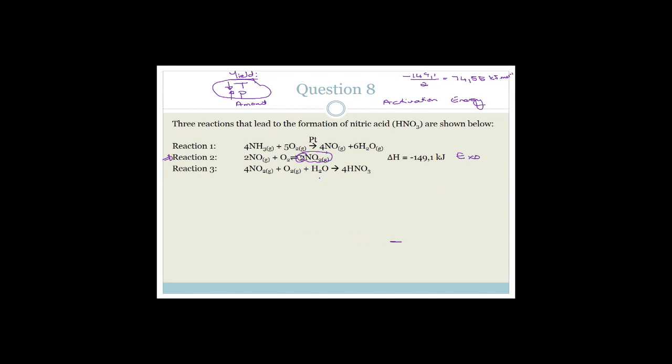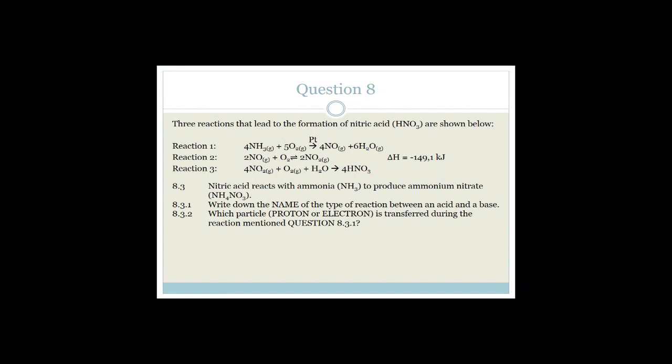Okay, let's move on. Now it says, nitric acid reacts with ammonia to produce ammonium nitrate. Write down the name of the type of reaction between an acid and a base. Now, acid and base, there are a couple of names. One that you could write was neutralization, because they neutralize to form a salt and a water. Another name that you could use is protolysis, or you could say it was a protolytic reaction. And the reason for the last two names is because an acid-base reaction is considered to be a transfer of protons, in other words, the hydrogen plus ion, and therefore it is protolysis or protolytic reaction.